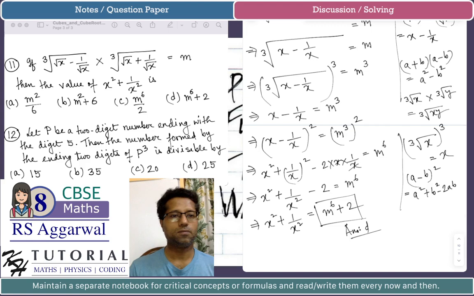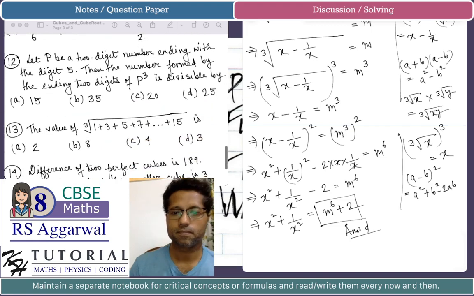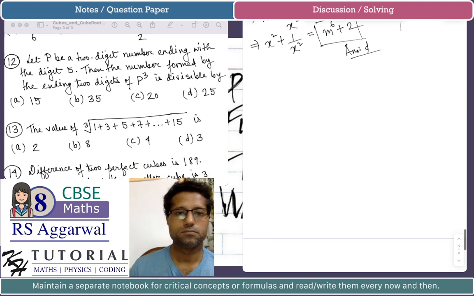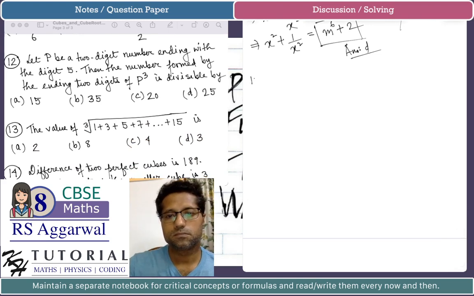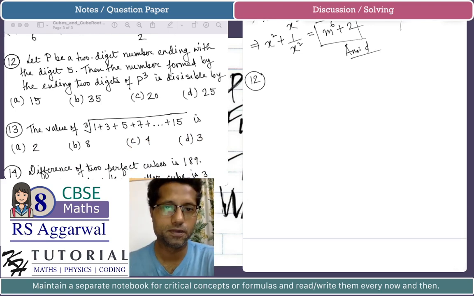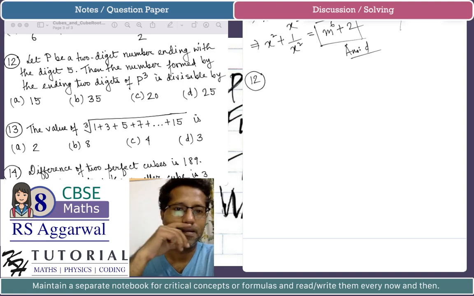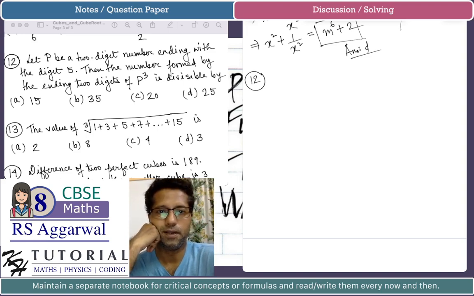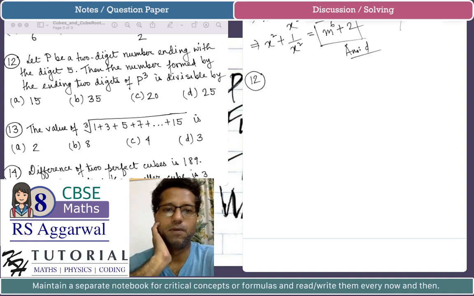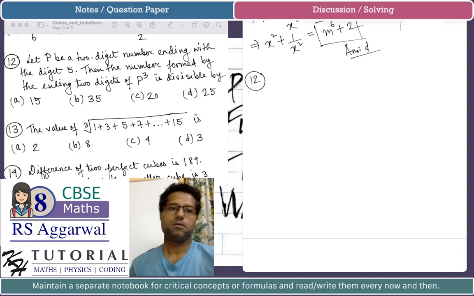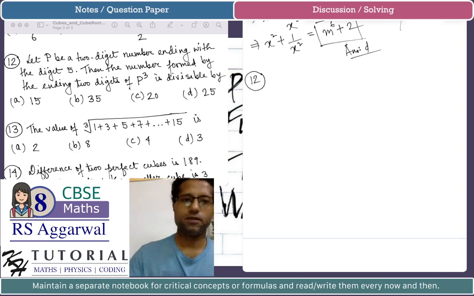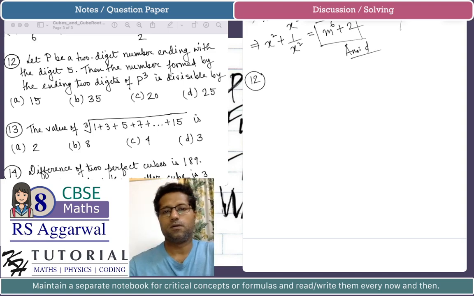Okay, let's do problem number 12. Problem number 12 says, if P be a two-digit number ending with the digit 5, then the number formed by the ending two digits of P cube is divisible by. If P be a two-digit number ending with the digit 5.